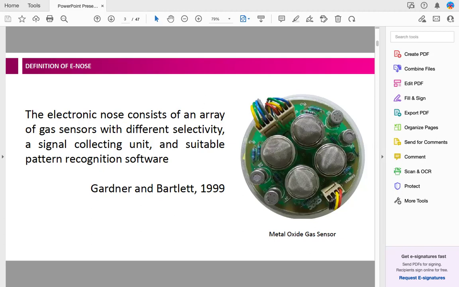So this is a picture of an example of ENOS. ENOS consists of an array of gas sensors with different selectivity. You can see this different array of gas sensors, and it is by design. You can put as many as you want, as long as you have a good system to discriminate between the signals. So one thing about ENOS, it has to be with pattern recognition. I will discuss why.